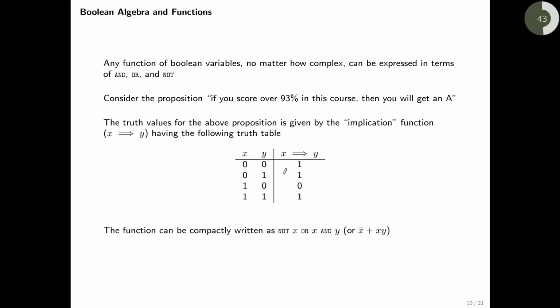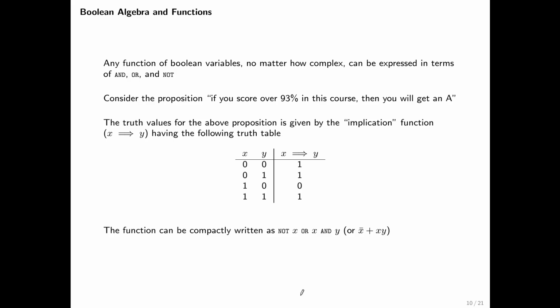Well, here is a Boolean function that represents this truth table. Meaning, if you plug in the values for X and Y, you will retrieve this truth table, right? And the Boolean function is simply not X or X and Y. And an alternative notation for this is shown here.